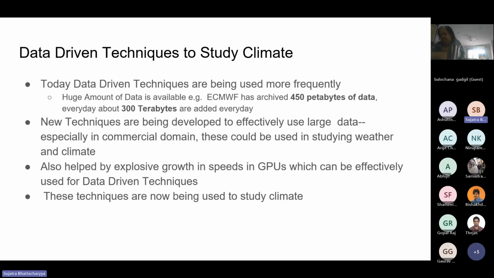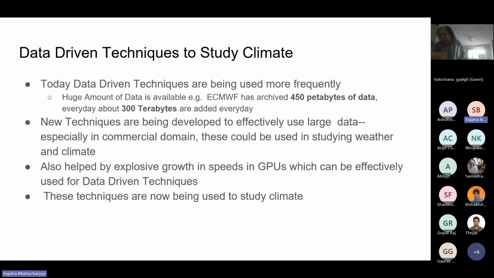And the other thing that has happened is computing power, which is basically the biggest revolution which has come in the last, let's say, 10 to 15 years: graphical processing units. That was also, in some sense, a serendipity.